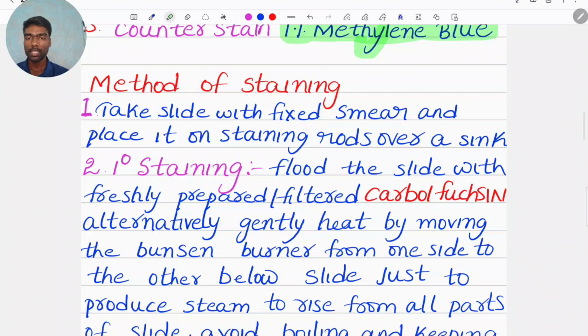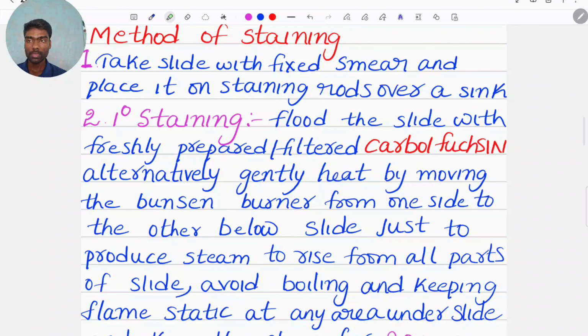Method of staining: take the slide with the fixed smear and place it on staining rods over a sink. Primary stain is nothing but the first stain which we will use. Flood the slide with freshly prepared or filtered carbol fuchsin. If it is not freshly prepared, if it is already prepared, then just filter it and use. Alternatively, gently heat by moving the Bunsen burner from one side to the other below the slide, just to produce steam to rise from all parts of the slide.